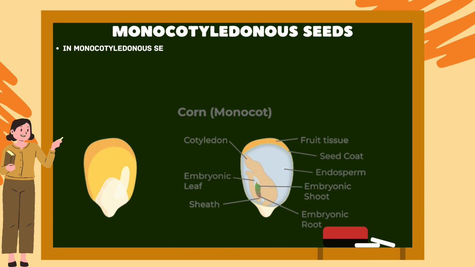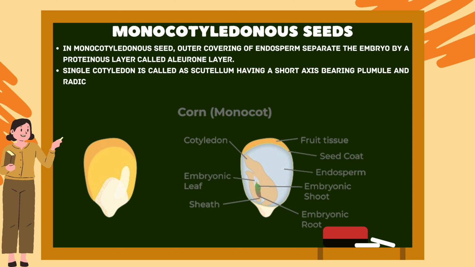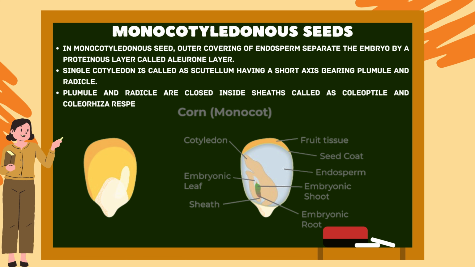Monocotyledonous seeds. In monocotyledonous seeds, the endosperm is often separated from the embryo by a proteinous layer called the aleurone layer. The single cotyledon is called the scutellum, having a short axis bearing plumule and radicle. The plumule and radicle are enclosed inside sheaths called coleoptile and coleorhiza respectively.